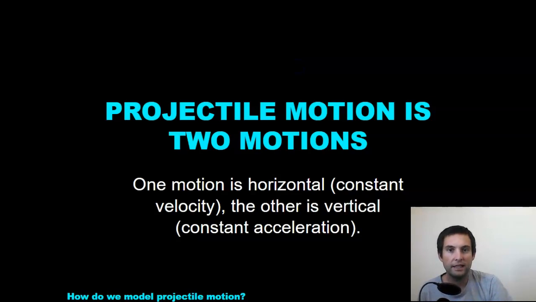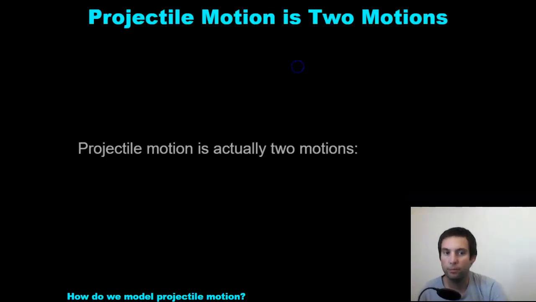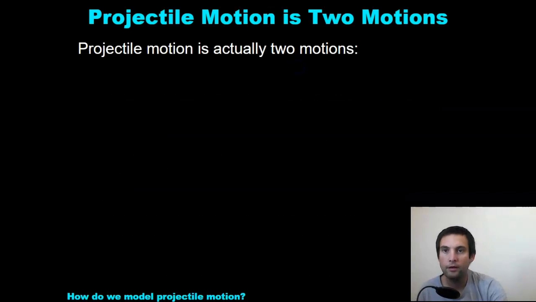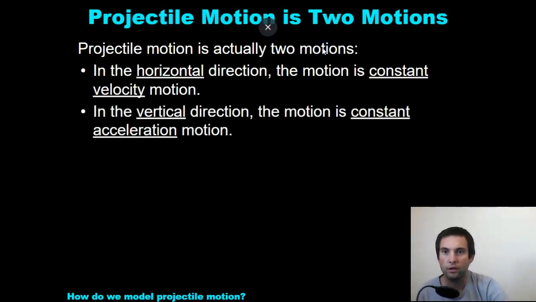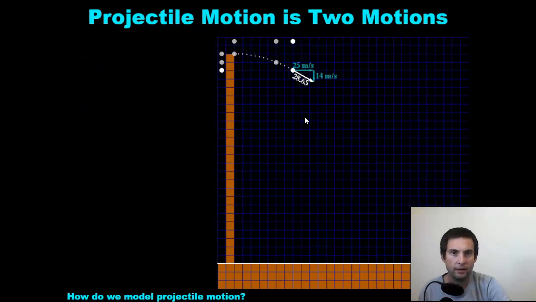Projectile motion is two motions. One motion is horizontal, constant velocity. The other is vertical, constant acceleration. They're both happening at the same time. Projectile motion is actually two motions. Horizontal, constant, we just said this. In the vertical direction, the motion is constant acceleration.